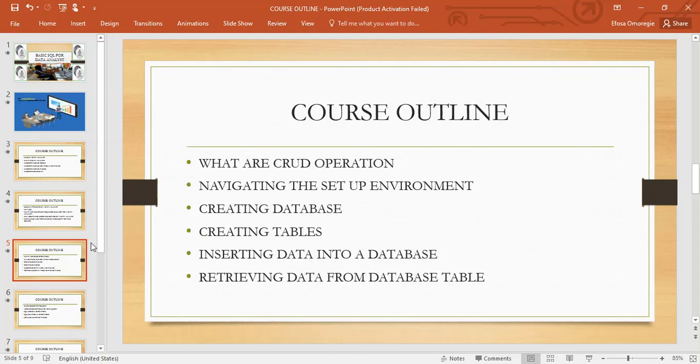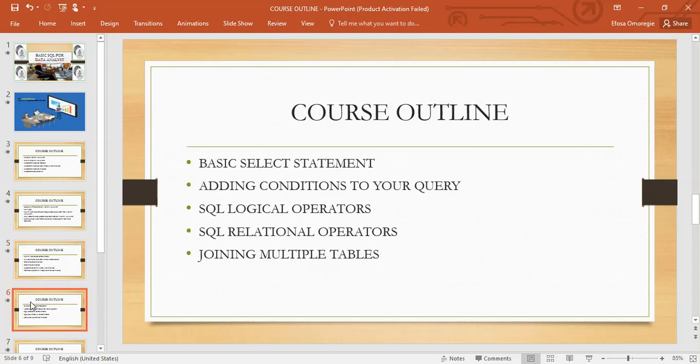After we are done with the theoretical part of the course, we'll be looking at CRUD operations, navigating the setup. We are going to install the RDBMS together so that you can follow through. As I'm writing the queries, you are also practicing because this requires a lot of practice. So as I'm doing it, you are also doing it as well. We set up the environment together. We create the database together. We walk through all of that. It's going to be hands-on. You won't miss anything.